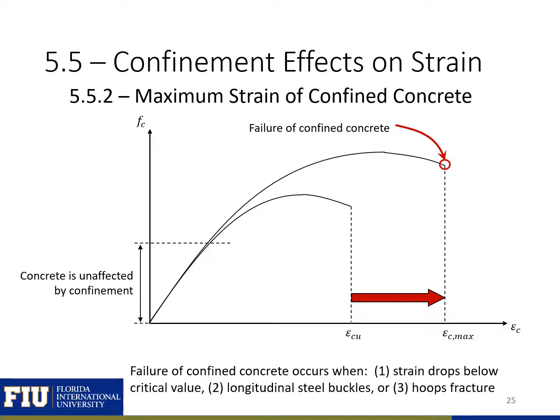Next, we're going to look at how confinement affects our maximum strain of our confined concrete. So we saw before that our confinement will increase our maximum strain. It'll increase our ductility. And the failure of our confined concrete is going to occur when either our strain drops below some critical value, which would signify failure of the concrete, or when our longitudinal steel buckles, which would cause global failure of the column, or when we have a hoop fracture, which would make the reinforcement no longer effective at confining the core concrete.